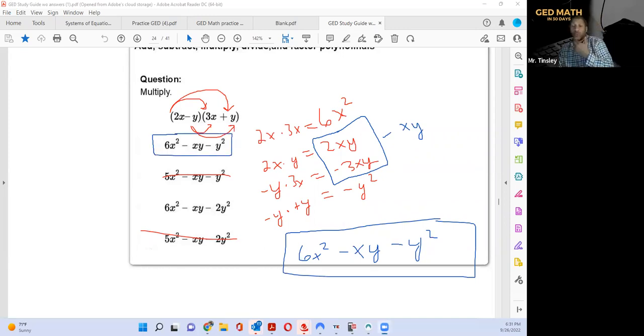Those are two of the most commonly missed questions, where you're combining terms and you're multiplying terms. They're different. So make sure you go over this video over and over until you see it, and make sure you understand it fully.